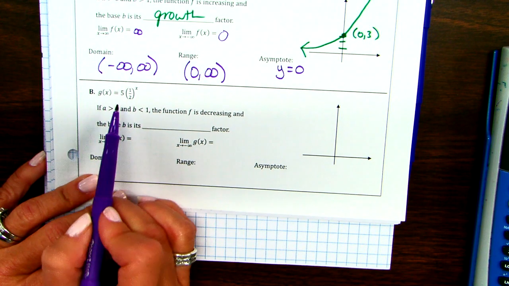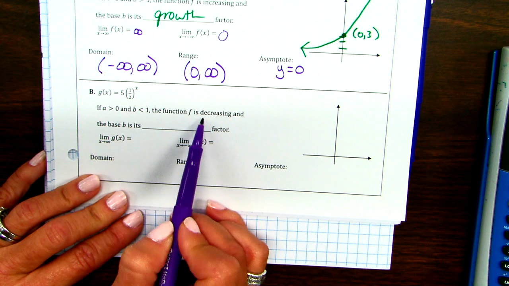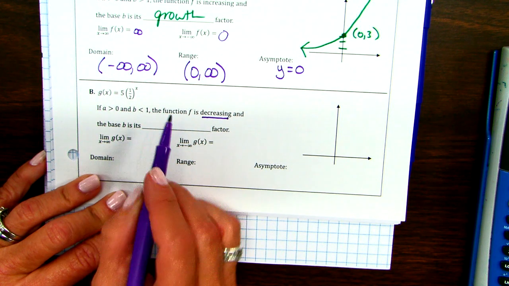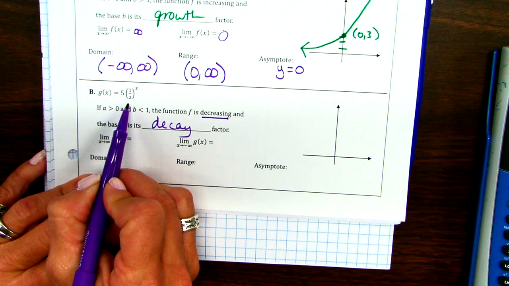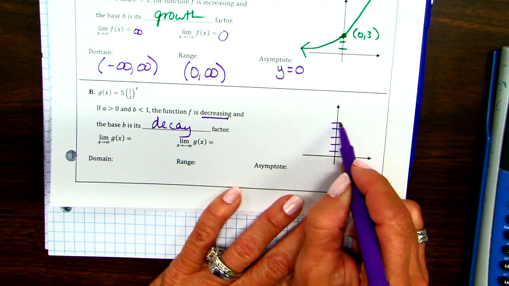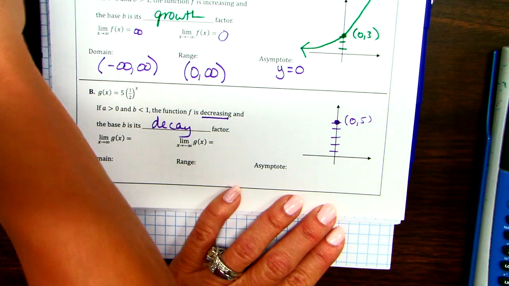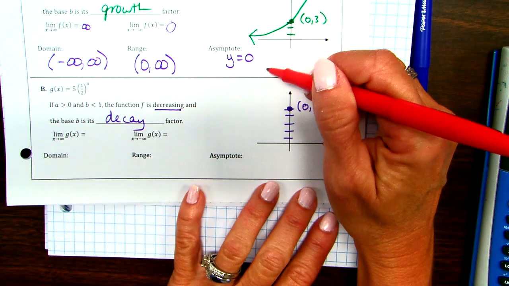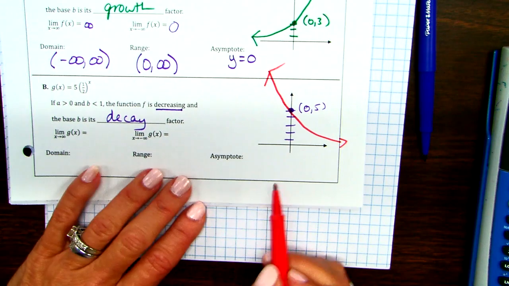Last one, A is greater than 0, A is 5, right? That's my y-intercept. B is less than 1, so our function is decreasing left to right. And the base B is its decay factor, because it's less than 1. That tells us it's getting smaller. Okay? So there's my y-intercept of 0, 5. I'm not good at graphing these this way. But we're going the other direction, right? We're decreasing as we go left to right. Something like that.